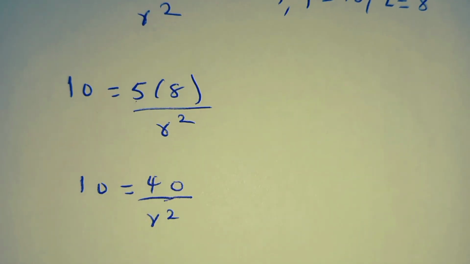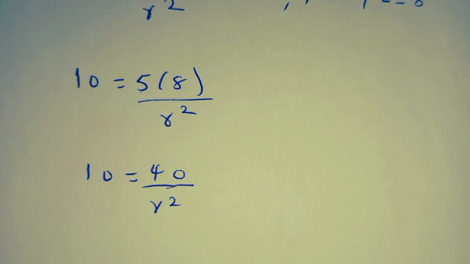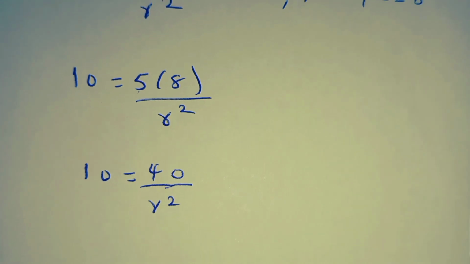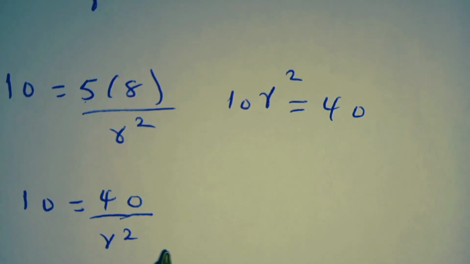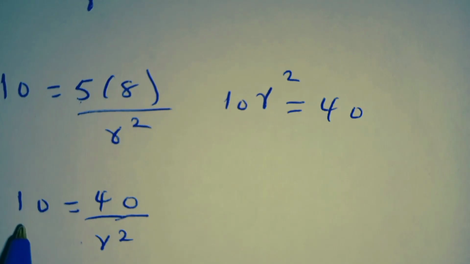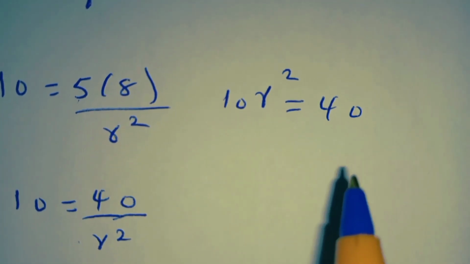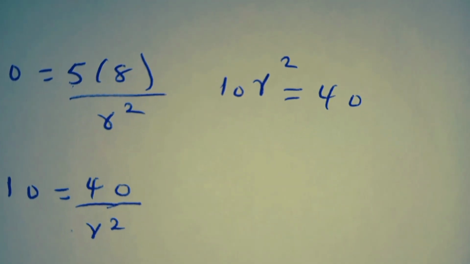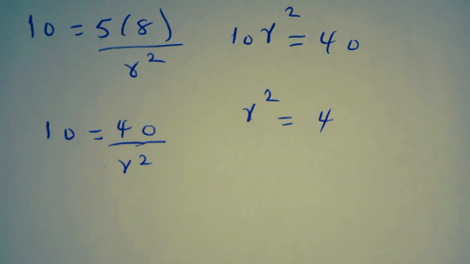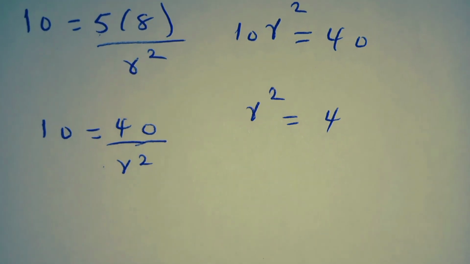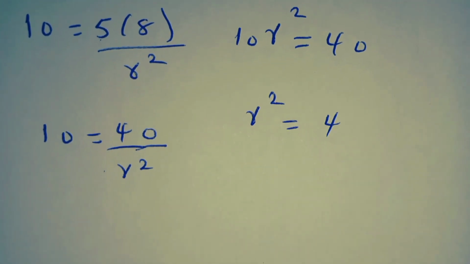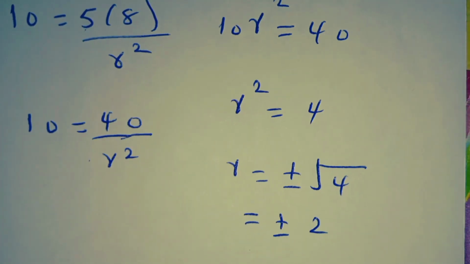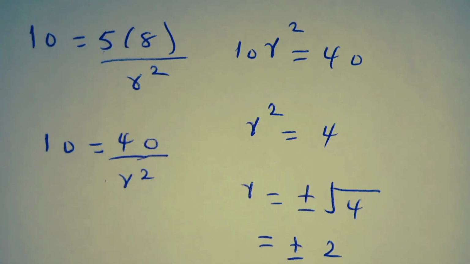First of all, we multiply by R squared on both sides to obtain 10R squared is equal to 40. We divide by 10 on both sides so that we obtain R squared as equal to 4. Meaning that in order for you to obtain R, you take the square root on both sides. So the value of R will be plus or minus 2.